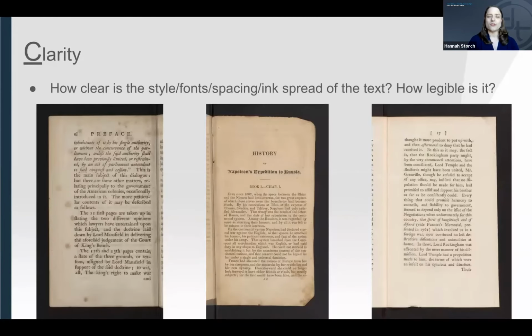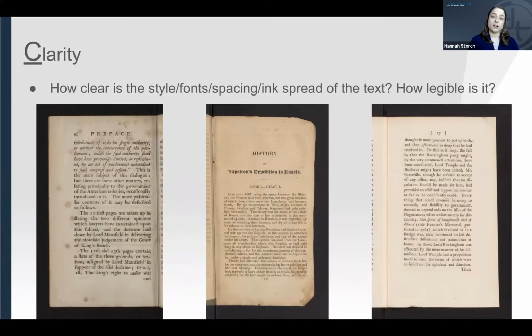So while rather self-explanatory, clarity of the text refers to how clear the style, font, spread, and ink spacing of the text on the pages. So essentially, how legible is it? So for example, faded handwritten cursive on a deteriorating page is going to be much harder for the OCR software to read and transcribe than, say, modern typed text on a pristine pamphlet.